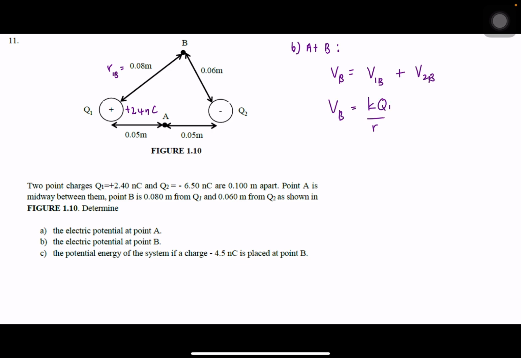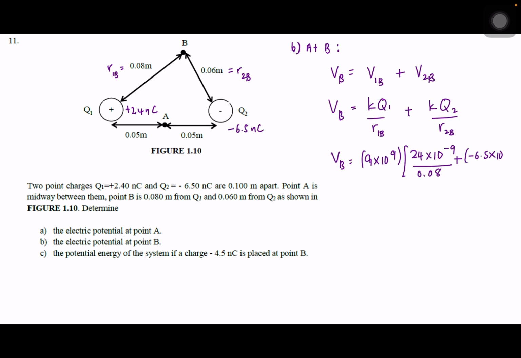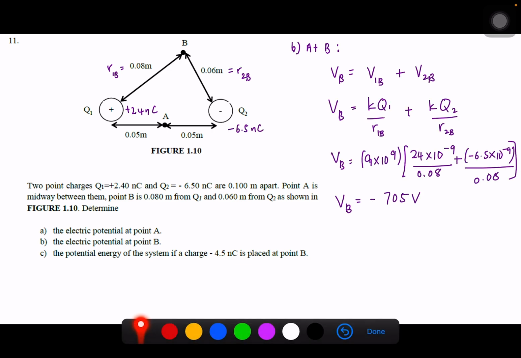If you want to solve for B, first thing first, you have to take out all the information. Identify the charges. So this one is 24 nanocoulomb. This one is negative 6.5 nanocoulomb. The important information here is the distance from the charge to the point, which would be R1B, and here is R2B. This one is already in meters, so should be okay. If it is in cm, then you have to change to SI unit.